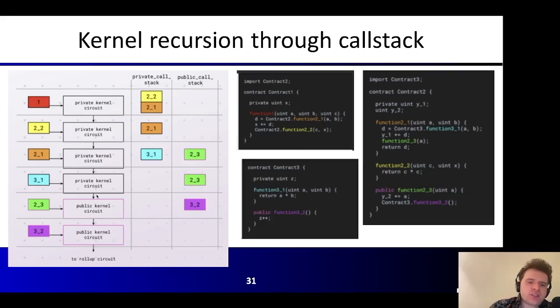At this point, the user's work is done. The proof of the private kernel circuit at this point is basically the finished user transaction, and the user will then send that transaction to a mempool to be picked up by the sequencer.